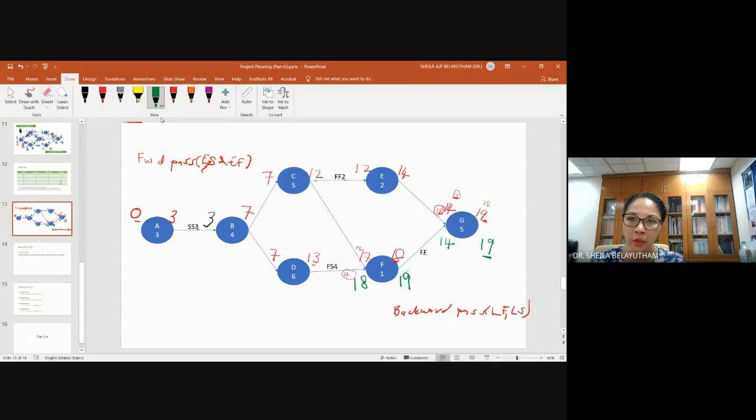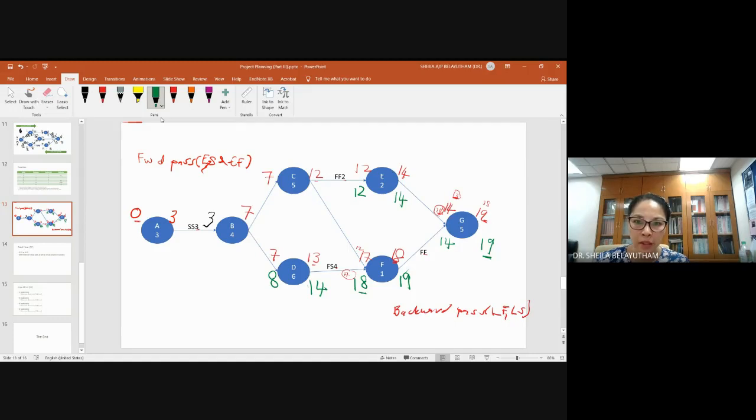Okay, so coming backwards, we need to start. If G starts 14, E will finish 14. Minus 2 days, 12. Okay, so coming backwards here, finish to start 4. So F starts 18, minus 4 days, D will finish 14. Minus 6, D will start 8.